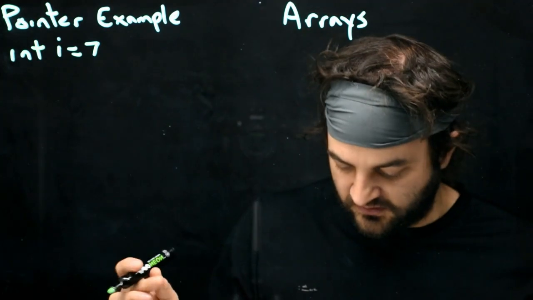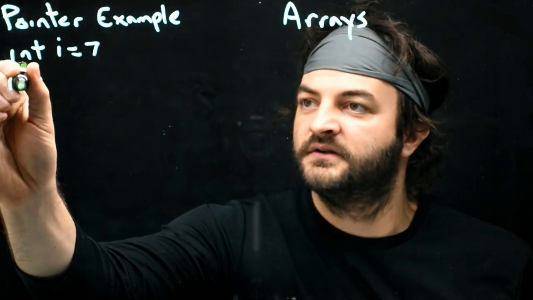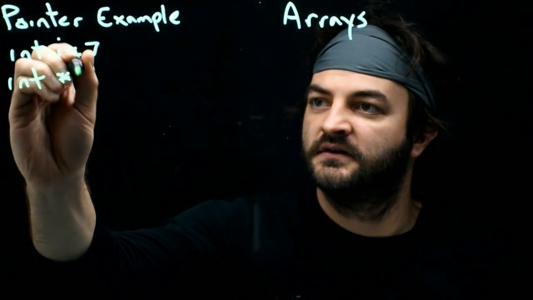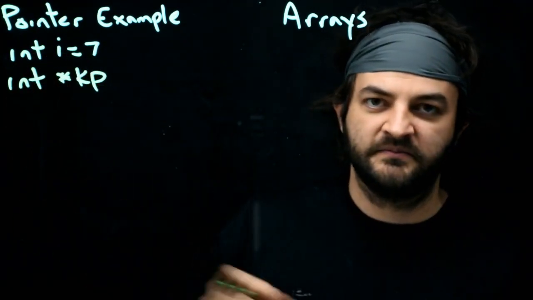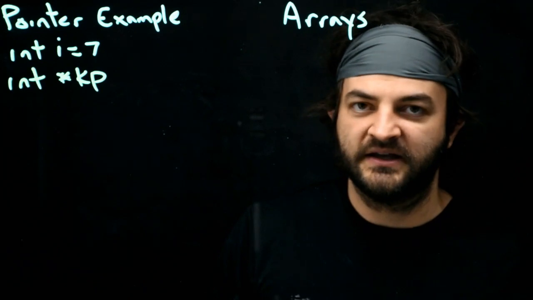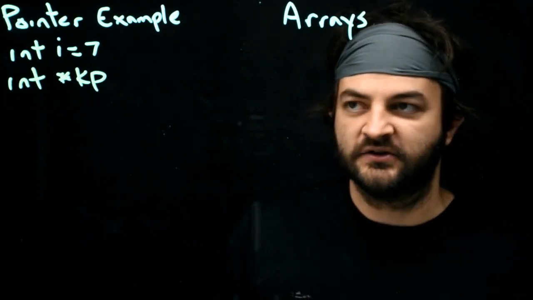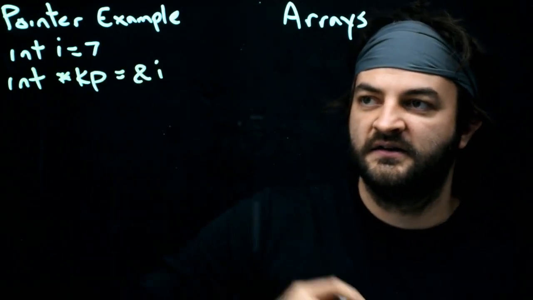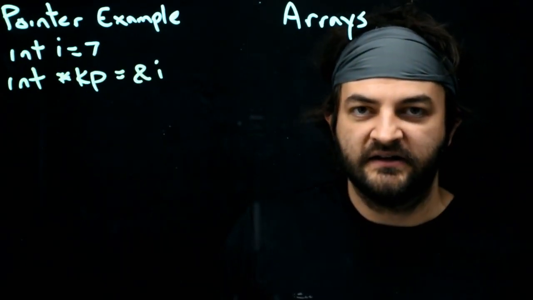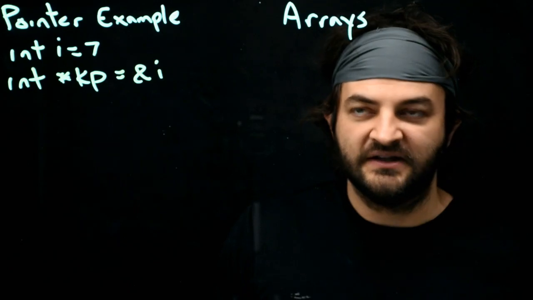Now I'm going to define a pointer. I'm going to call it kp, and I put the star in front of it to say, hey, I'm not just making an integer here, I'm making a pointer to something of type integer, and I'm going to say it gets the address of i. So kp now knows where i is, and if I asked for star kp, it should give me the number 7.